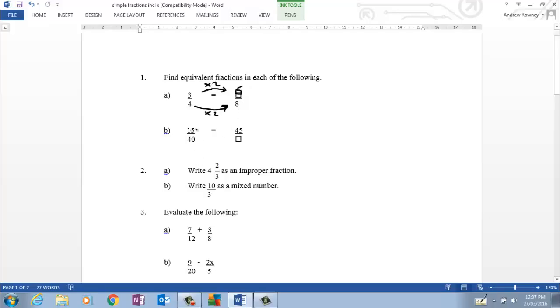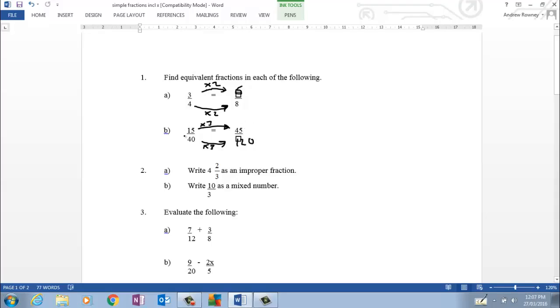The next one is over 40, 15 on 40. They've told us what the numerator has to be, 45, and you can see that that is 3 times as big. So that means the bottom has to be 3 times as big. So that's 120, so it's 45 on 120.